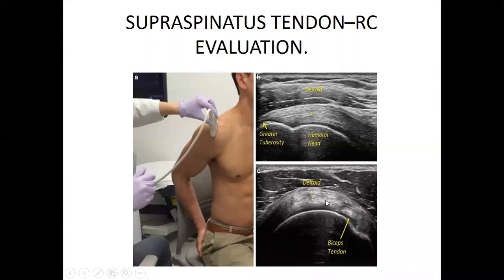You can see now that the deltoid muscle, again, it's nicely well demonstrated there. And then this is the supraspinatus with the biceps tendon. This is not normal. We'll discuss these pathologies.